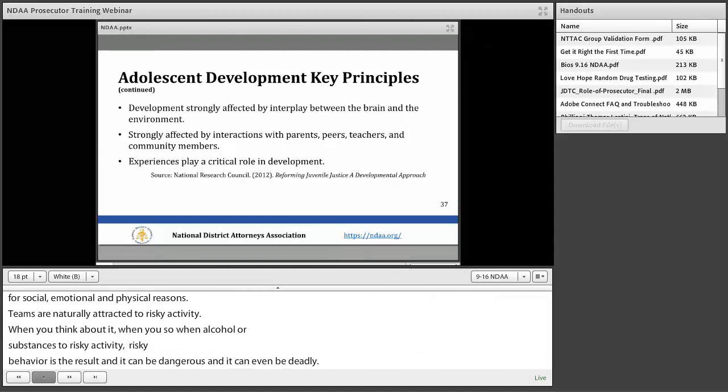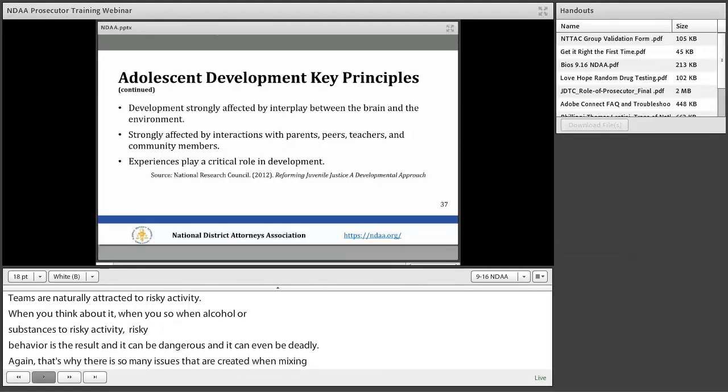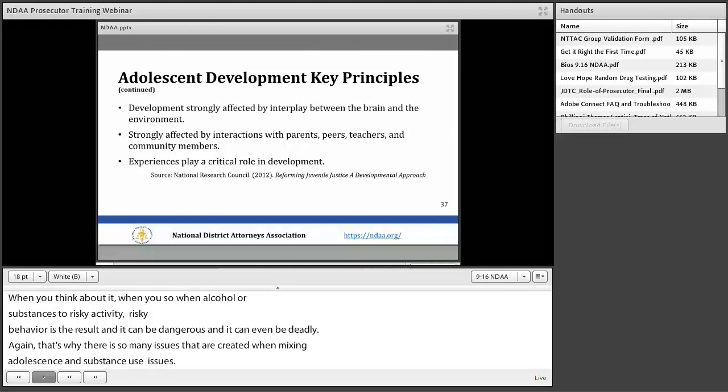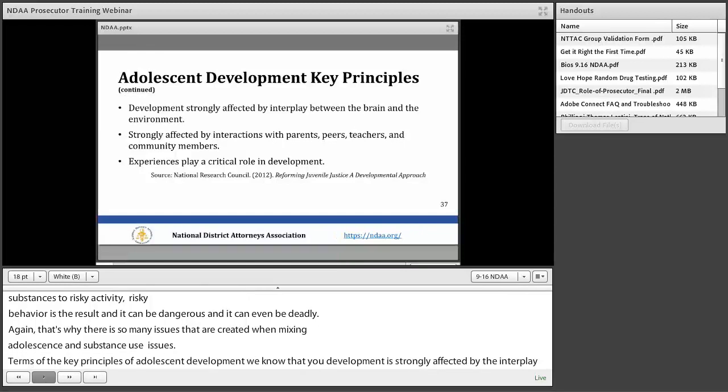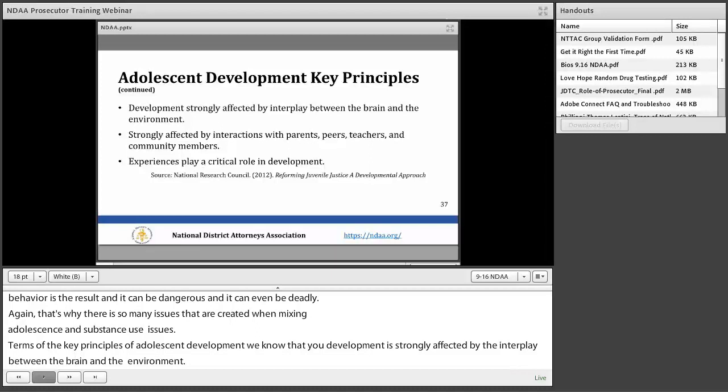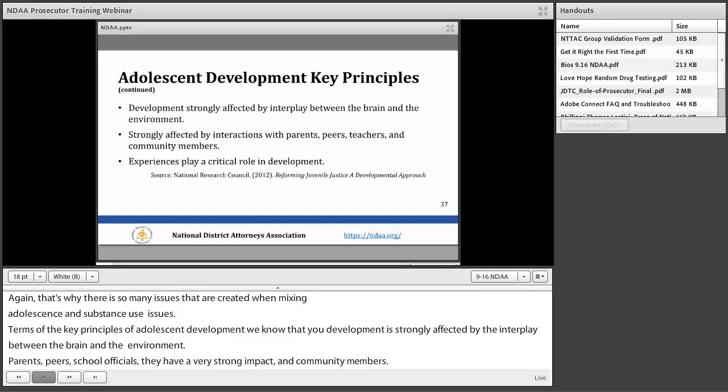So in terms of the key principles of adolescent development, we know that a youth's development is strongly affected by the interplay between the brain and the environment. So parents, peers, school officials, and community members have a very strong impact. And experiences play a critical role in development, and that includes both positive and negative experiences.